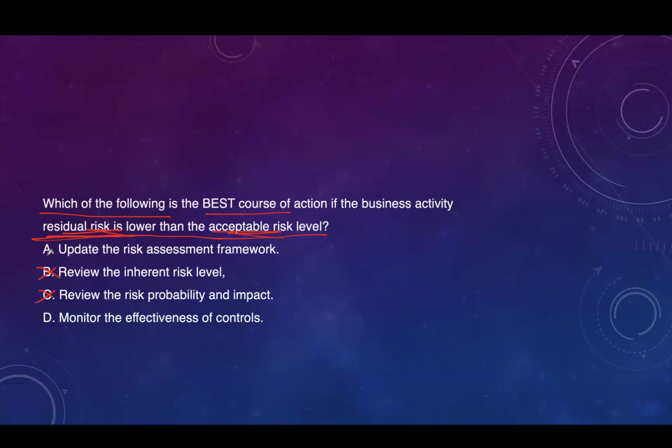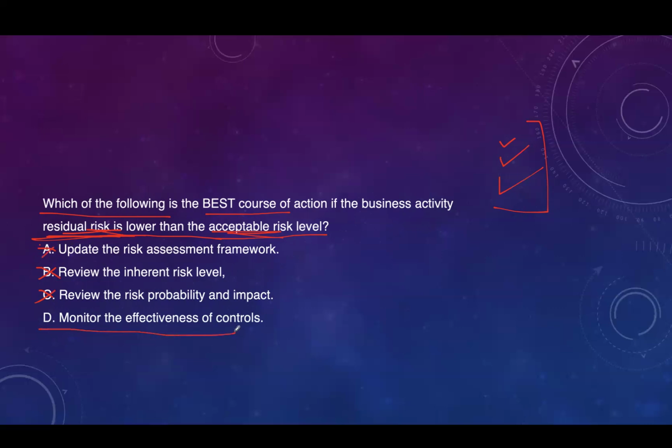Okay. Update the risk assessment framework. Now, what is a framework? A framework is a structure for doing the risk assessment. As I said, risk assessment is: identify the risk, then do the risk analysis, do the evaluation. That is what the risk assessment framework is. Now, why would I update it? It's already effective, I think. That's how we are getting the residual risk and everything. Okay, so this is also crossed out.